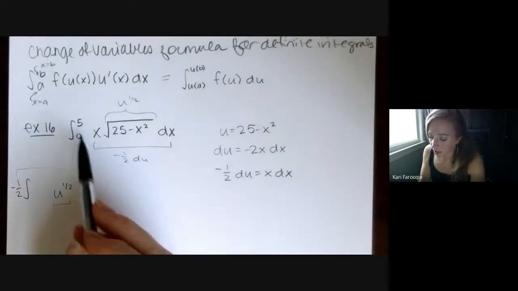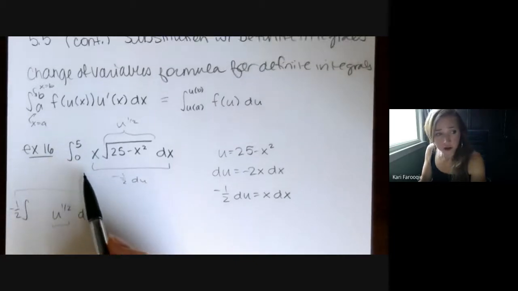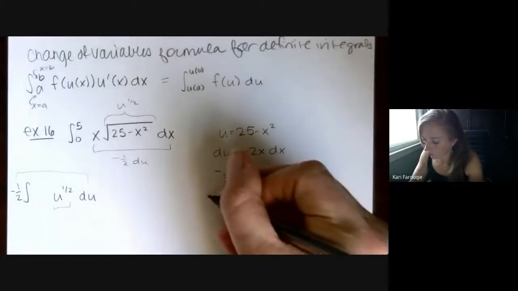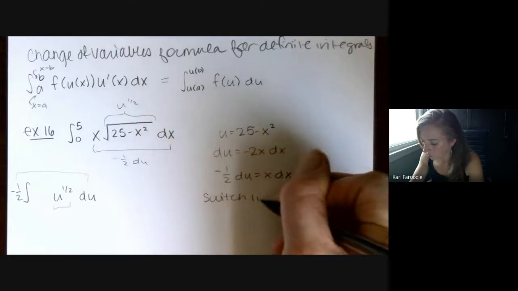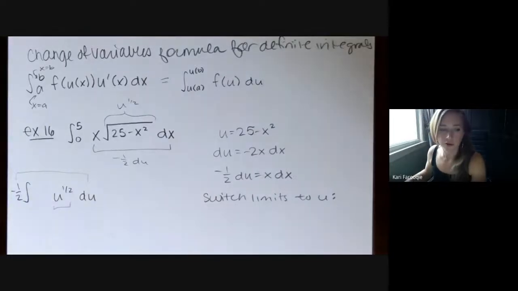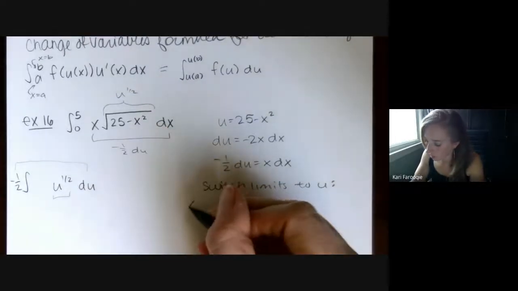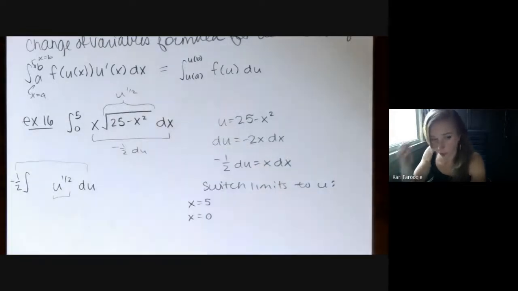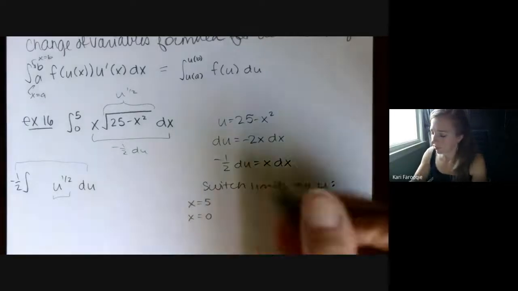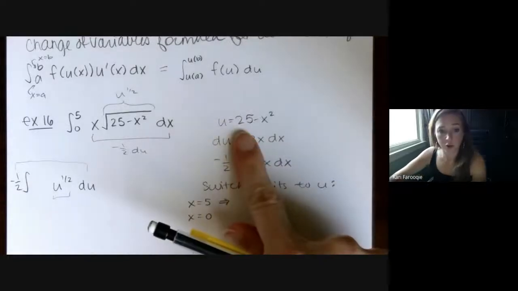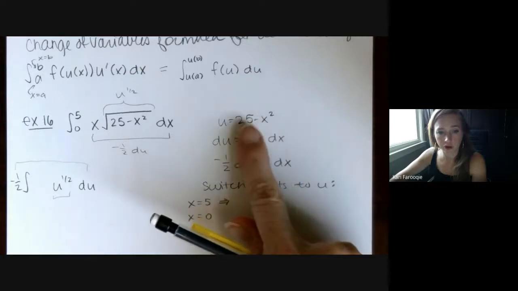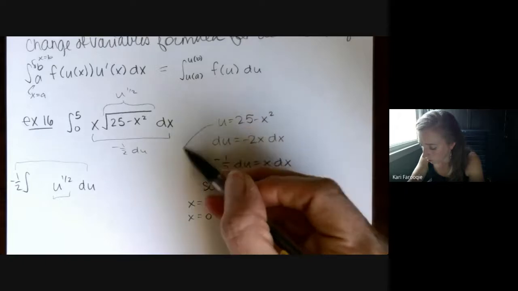All right, so what you're going to do then is you're going to look at these limits and you're going to sort of use this ideology here. Like you started out with x equals a and x equals b. So it's right here, switch limits to u. So I had x equals 0 and x equals 5. I'm just going to leave them as upper and lower just because I don't want to accidentally switch them. Now I know that u is 25 minus x squared. So what I'm going to do here is I'm going to rewrite these in terms of u just by using this substitution that we already created.